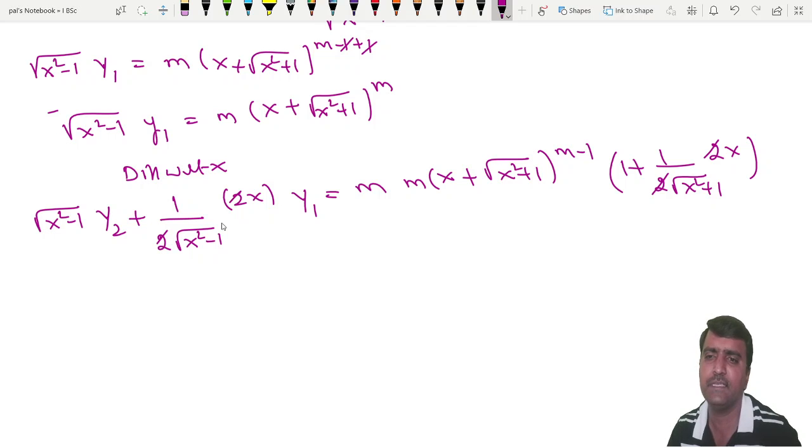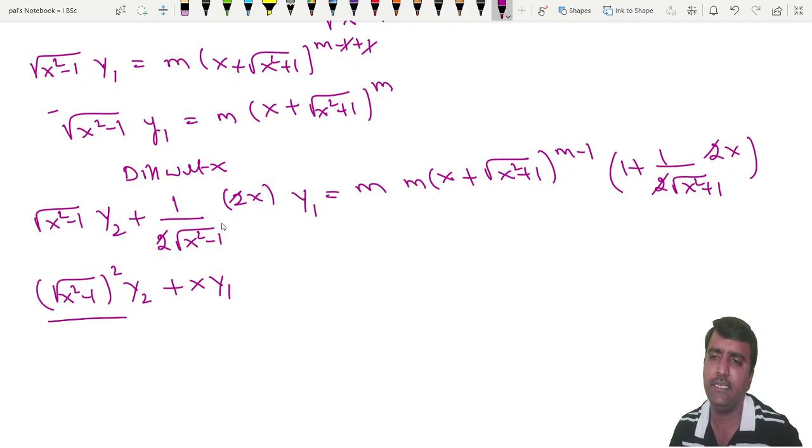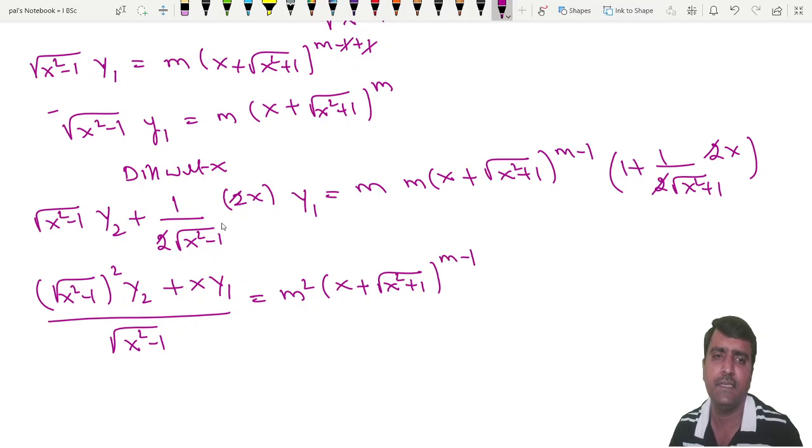Take root of x square minus 1 as the LCM. If we take the LCM, root of x square minus 1 into root of x square minus 1 is x square minus 1 into y2. Sorry, it is x square minus 1 only. So this plus x into y1 in the numerator, this whole divided by root of x square minus 1, which is equal to, here m into m is m square into x plus root of x square minus 1 to the power m minus 1.